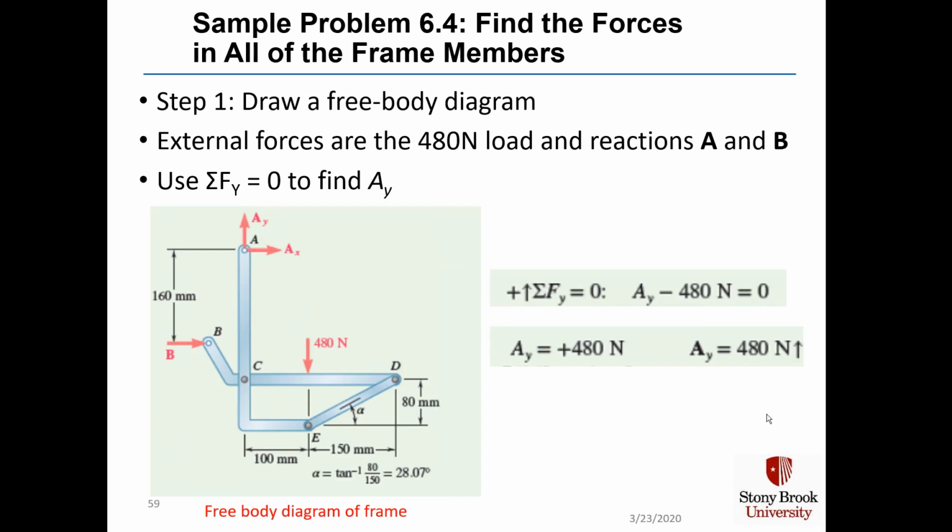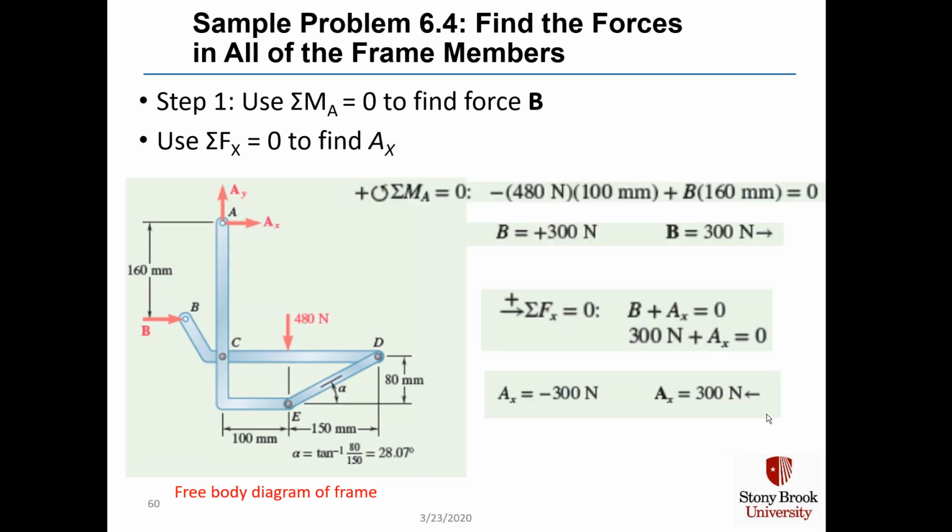Here's a free body diagram of the entire frame with external forces 480 newtons. There are reactions A sub Y and A sub X at point A, and only a horizontal reaction B at point B because point B is on rollers. We're going to sum the forces in the Y direction to find A sub Y, and there's only one other force in the Y direction, and that's 480 newtons pointed down, and therefore A sub Y has to be 480 newtons pointed up.